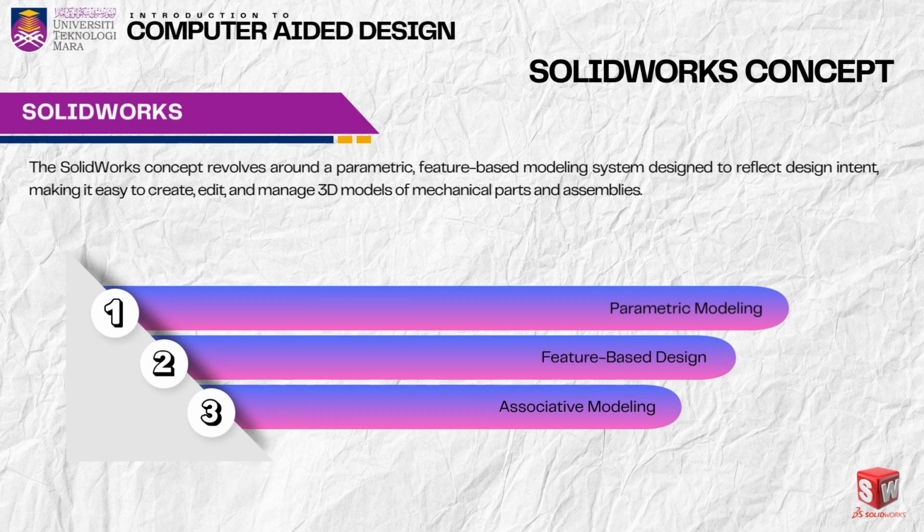With parametric modeling, your model is controlled by dimensions and constraints, so it updates automatically when values change. Feature-based design means you build your model step by step using features like extrude, cut, and fillet. And with associative modeling, changes made to a part are automatically reflected in the related assemblies and drawings. Together, these concepts support what we call design intent, which is the idea that your model should react intelligently when modified. We will explore each of these in more detail in the upcoming slides.